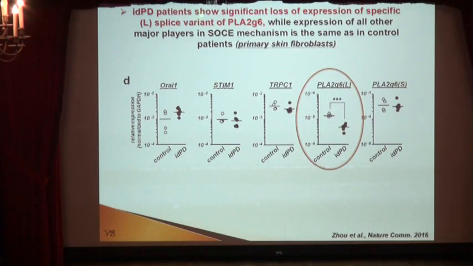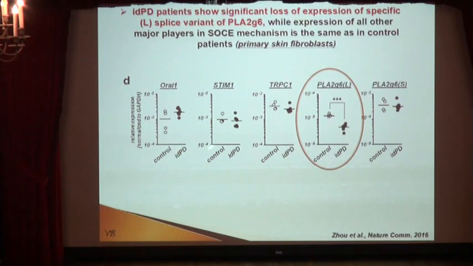And this is the one which, when we looked at the cells from idiopathic PD patients, we found there is a very significant loss of expression of this particular variant of phospholipase. You can see this is a log scale, and this is about a six-fold decrease in expression. For comparison, the other variant, which most people in the field of these phospholipases are looking at, has no difference whatsoever. This is a shorter splice variant, encoded by the same gene, but it doesn't have a very important part of the protein, which we believe makes all the difference for Parkinson's and for this calcium signaling. Peculiarly enough, none of the other parts of store-operated calcium entry, the channel, STIM1 or TRPC1, have any difference between control and idiopathic PD patients.